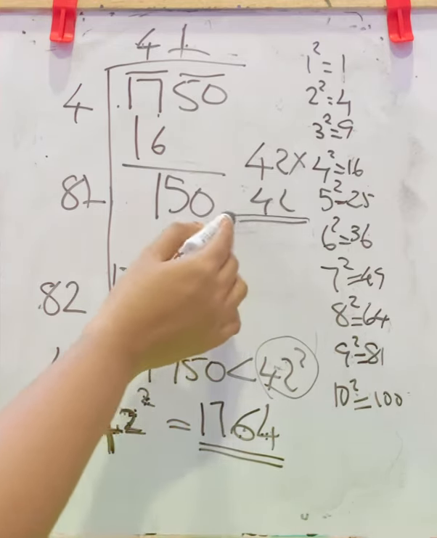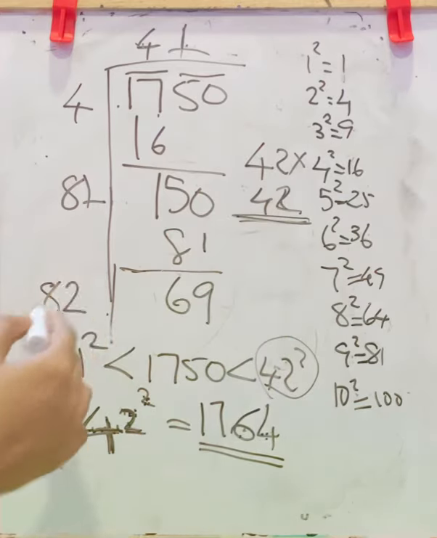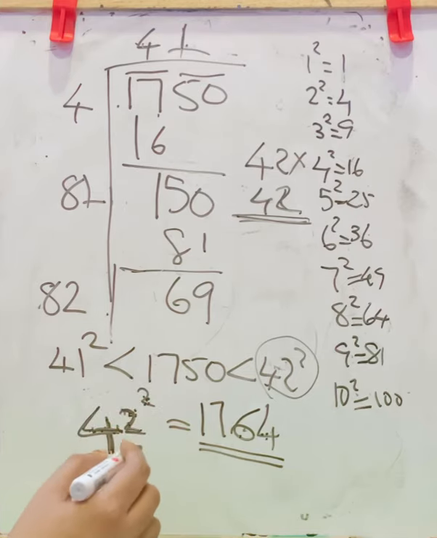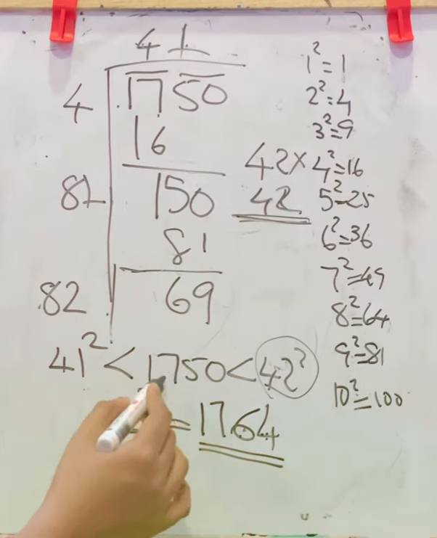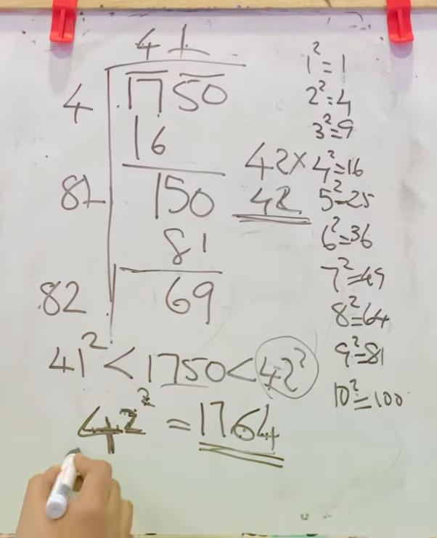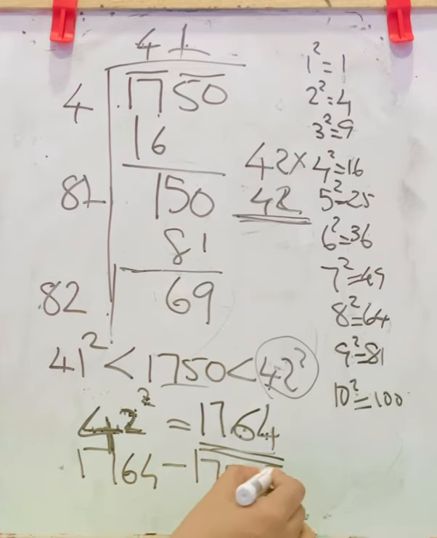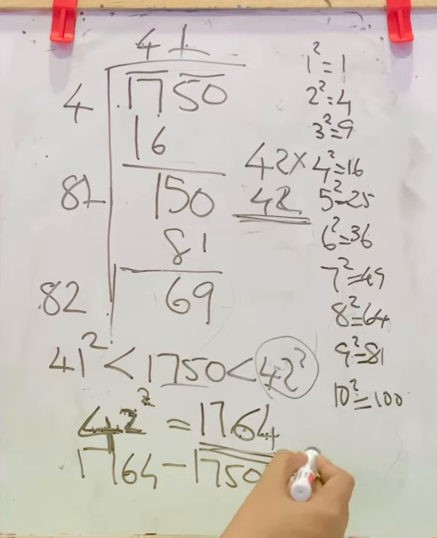You can find the answer by doing the multiplication like this. This is an easy trick. 1764 is a perfect square. So what is the difference between this question and the perfect square? 1764 minus 1750, and you will get the answer 14.